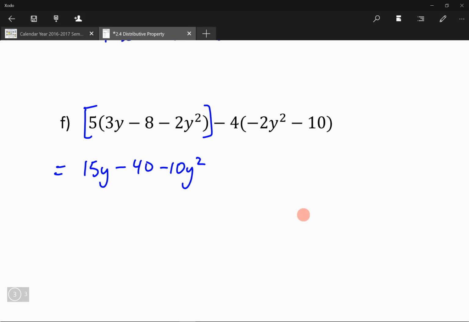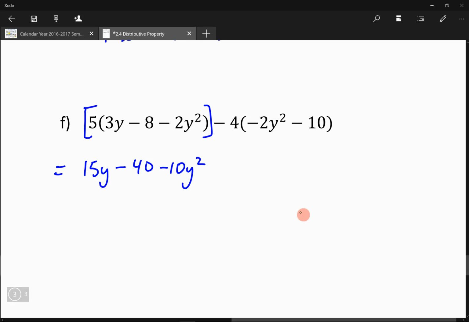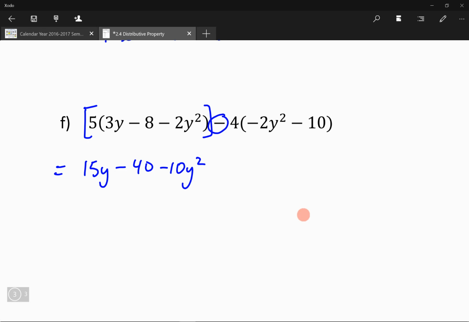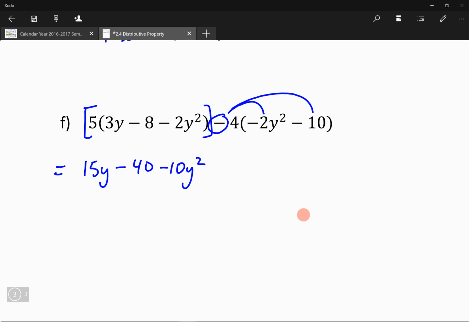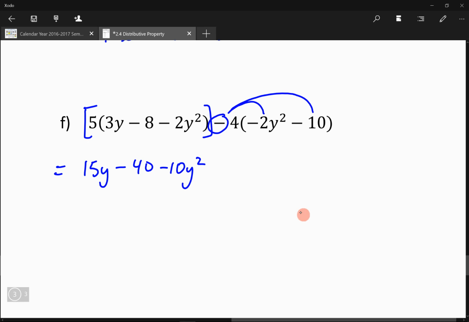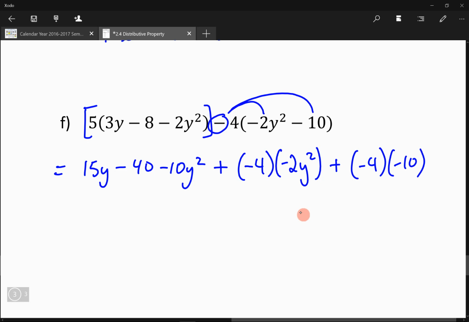Okay, now you have to be very, very careful because we have a negative sign here now instead of a positive sign. So that means you're going to multiply each of these terms by a negative 4 instead of a positive 4. Sometimes it might help to do what I did earlier: put the plus sign, put everything in brackets, so minus 4 times minus 2y squared, and then plus minus 4 times minus 10.